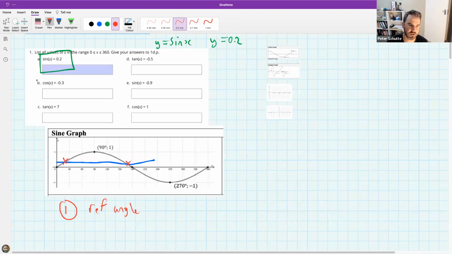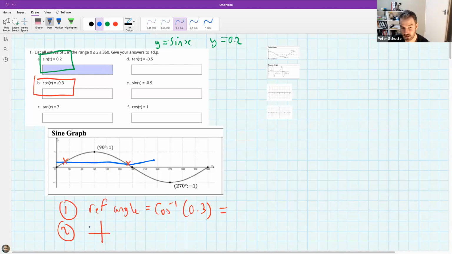So for example, if I was doing B, and I did this in the last lesson too, I would go inverse cos, and the way we go inverse cos is we go cos of -1, and we go of 0.3. We don't go of negative 0.3, and we get some value. Then step 2 is where we deal with the negative part. We deal with the fact that cos is negative in what quadrants?